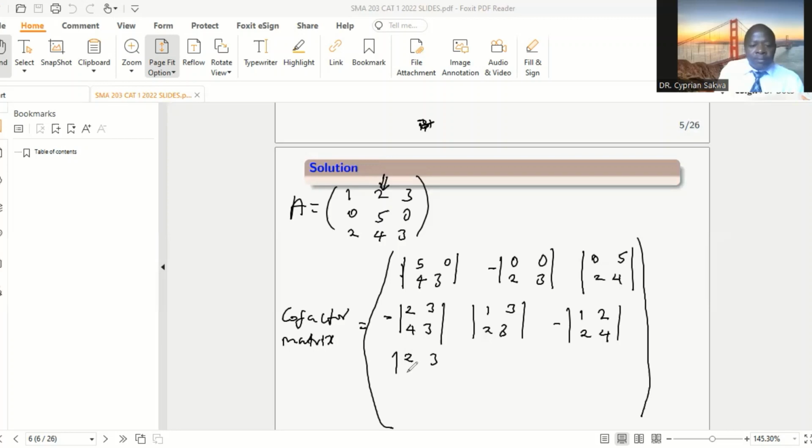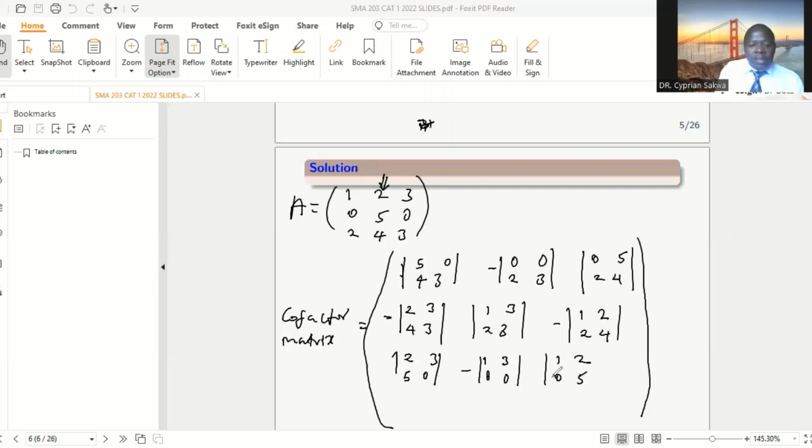And 5, 0. The sign is negative now. We are at this element 4. It's minor B. Delete its row and its column. The determinant of the matrix that remains is 1, 3, and 0, 0. Then finally, the minor of these 3, delete the row and the column. You have 1, 2, and 0, 5.